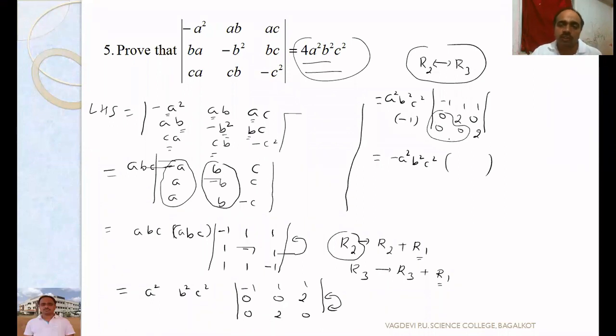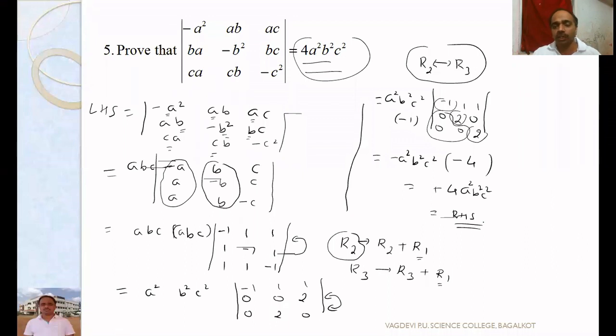So if these three numbers are 0, it's called an upper triangular matrix. Determinant of a triangular matrix, whether the elements below the diagonal or above the diagonal are 0, then it's called a triangular matrix. For the determinant of a triangular matrix, the value is just to multiply these three numbers. -1, 2 into 2. What is -1 into 2 into 2? 2 into 2 is 4. -1 into 4 is -4. So I get minus into minus, plus 4a square b square c square. So this is RHS.